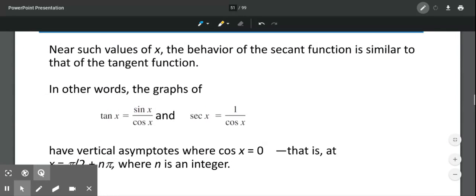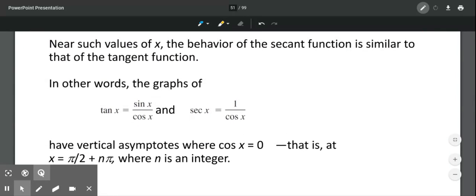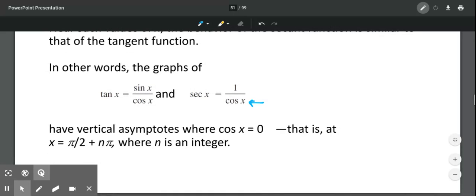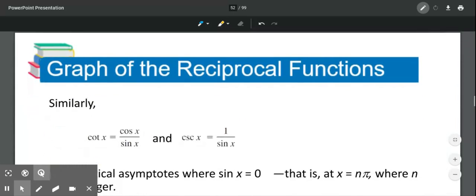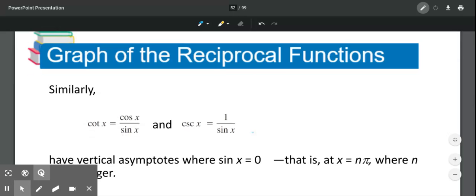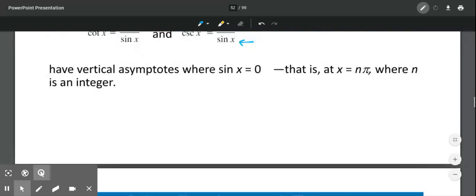So this talks about the asymptotes again. Remember, secant is 1 over cosine. So secant will have the vertical asymptotes when cosine is 0, which are the same as the tangent. So they're at your pi over 2s. And then your cotangent and your cosecant have the vertical asymptotes when your sine is 0, which is at your whole pi values, your pi n's.